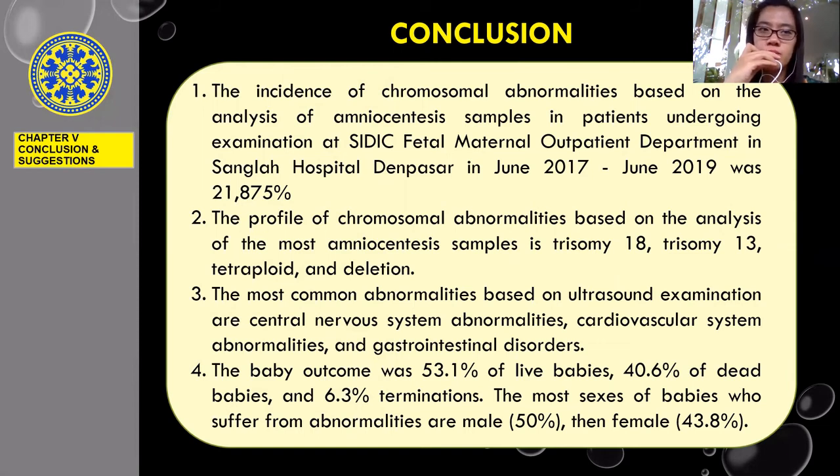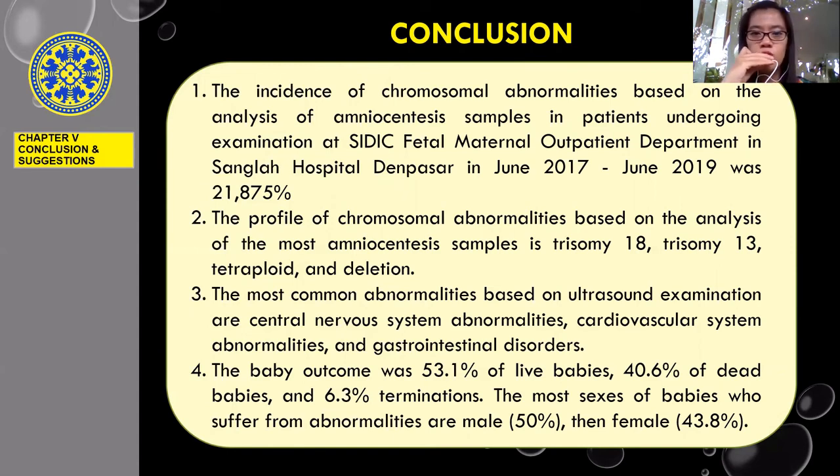The conclusion, the first one: the incidence of chromosomal abnormality based on the analysis of amniocentesis samples in patients undergoing amniocentesis examination at our center was 21.8%. The profile of chromosomal abnormality based on the analysis of amniocentesis samples is trisomy 18, 13, tetraploidy, and deletion. The most common abnormalities based on ultrasound examination are CNS, cardiovascular, and gastrointestinal.